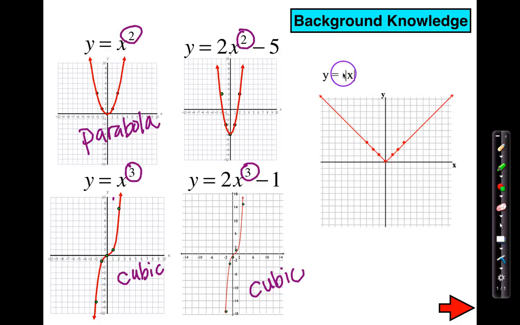Last but not least, here, since it's the absolute value of a variable, notice I'm being very specific, it has to be the absolute value of a variable, you'd expect the shape of the graph to be a V shape. So again, notice I didn't talk about the degree. The main thing was the absolute value sign. If it's the absolute value of a variable, it will be a V shape. Therefore, you can say it is going to be nonlinear.